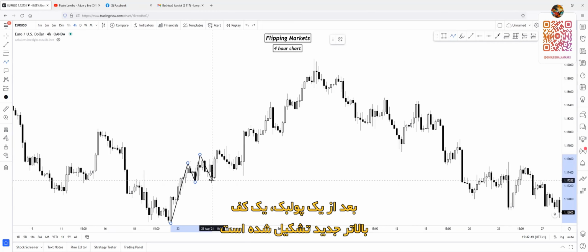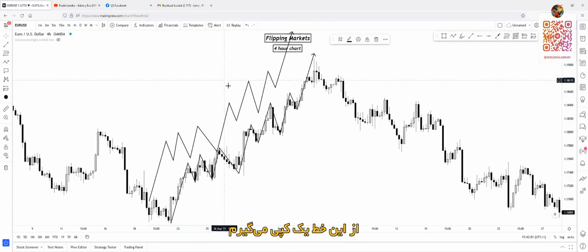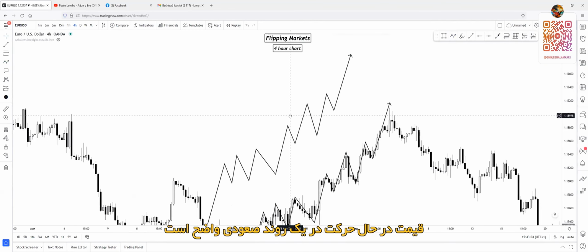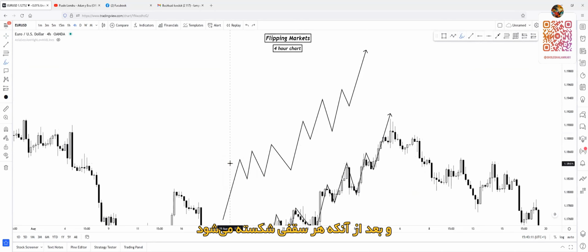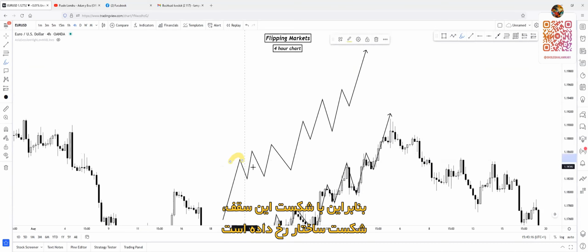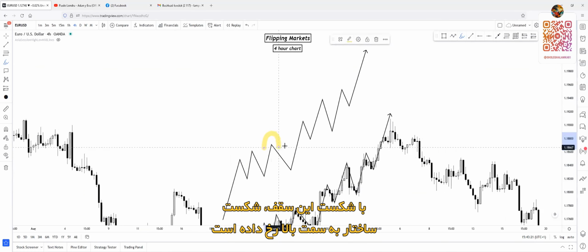After a pullback, it created a new higher low, new higher high, new higher low, new higher high, low, high, low, high, low, high. So I will just duplicate this line, and you can see that price is moving in a clear uptrend, creating a series of higher highs and higher lows. And after every high has been broken, price will create a breakout structure to the upside. So this high has been broken, breakout structure to the upside. This high broken, breakout structure to the upside. This high broken, breakout structure to the upside.